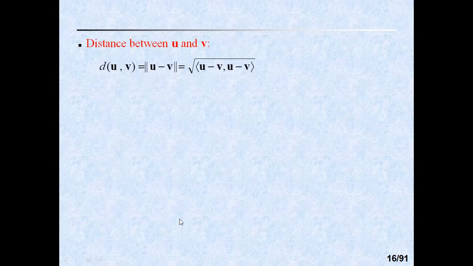Distance between the two vectors U and V, you already know the formula: d of U comma V is equal to norm of U minus V. That can be represented here as inner product of U minus V comma U minus V. This is the main important point here. Remember, the distance between the two vectors U and V can be represented as the norm of U minus V, in the form of inner product. Therefore, this is the main formula you have to remember: square root of inner product of U minus V comma U minus V.